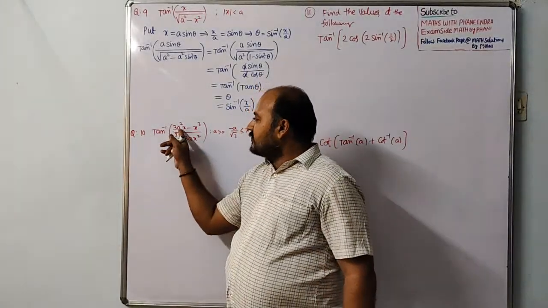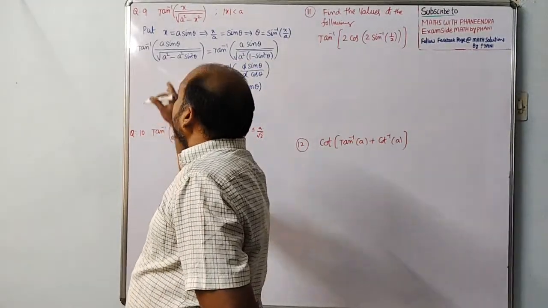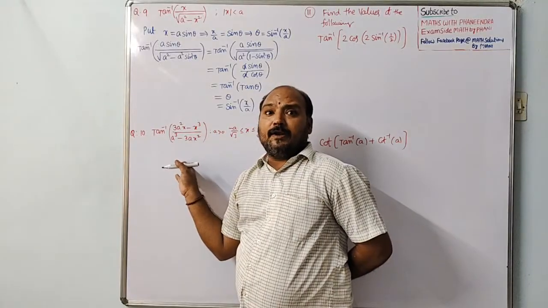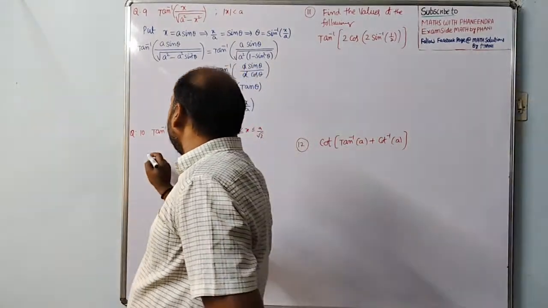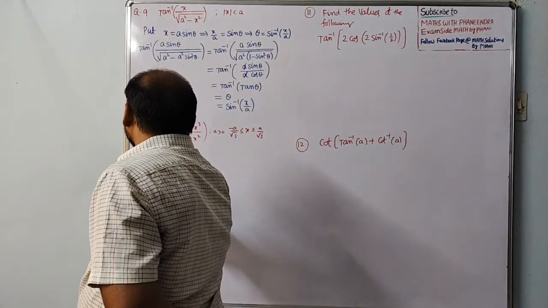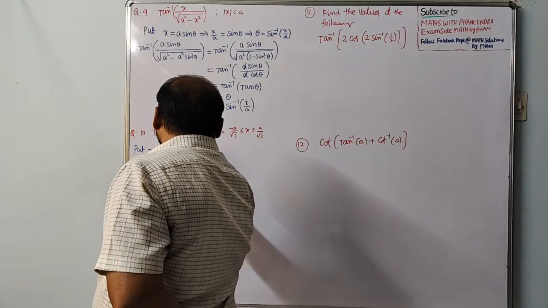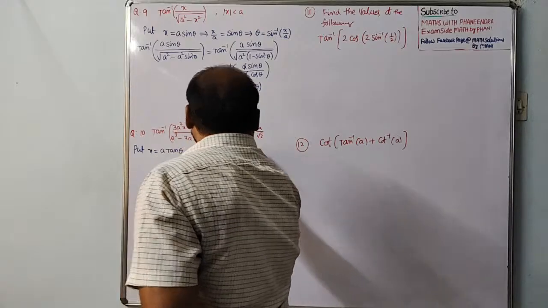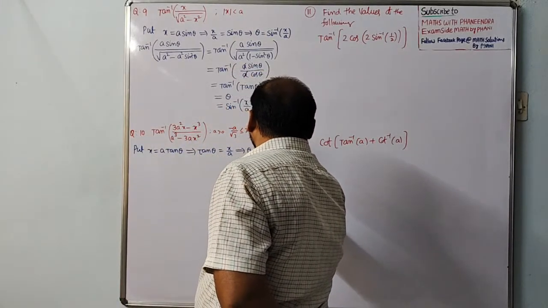Here also a is there, no? So you can take x is equal to a tan theta. Then the bracket value will become the tan 3 theta formula. That is the reason we are taking it. Put x is equal to a tan theta. That implies tan theta is equal to x by a. That implies theta equals tan inverse of x by a.